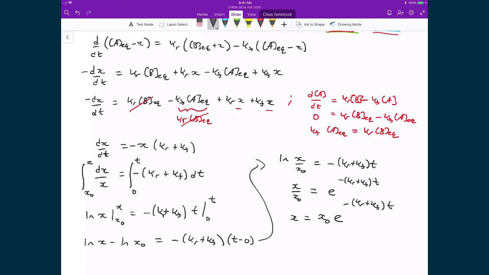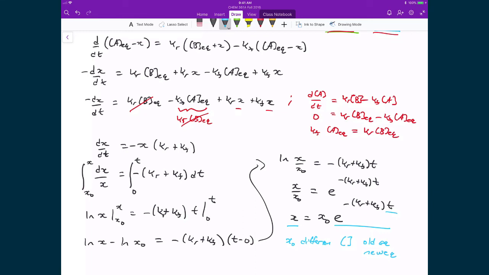So what does this tell us? This tells us that we have the rate of our reaction, or our progress of reaction x, and we know that as a function of time. And what this tells us is that if we know x naught, where x naught is just the difference in concentration between the old equilibrium and the new equilibrium, then we can actually plot out how these two concentrations, in our case A and B, vary in time. And again, this is an exponential decay, is how they both vary in time.